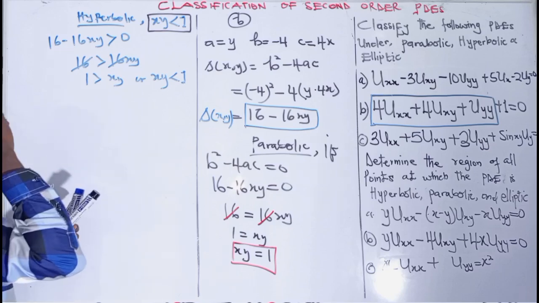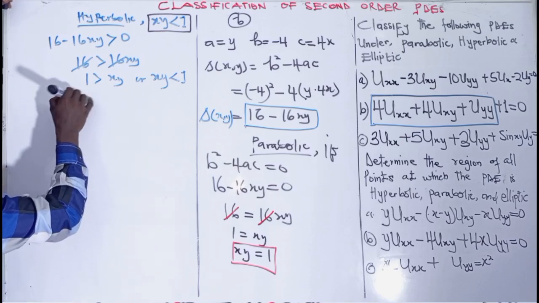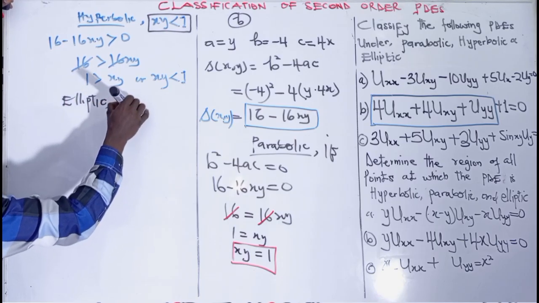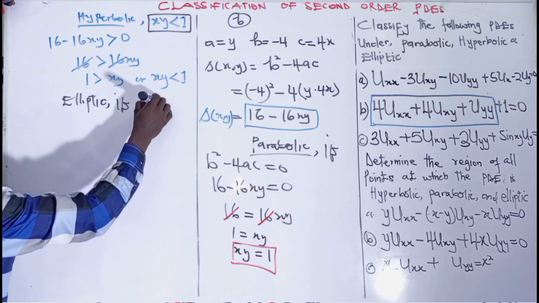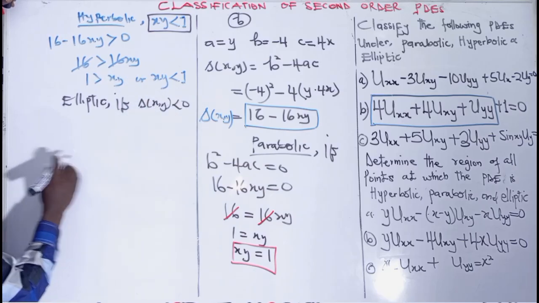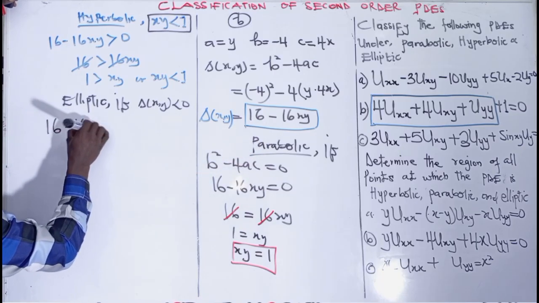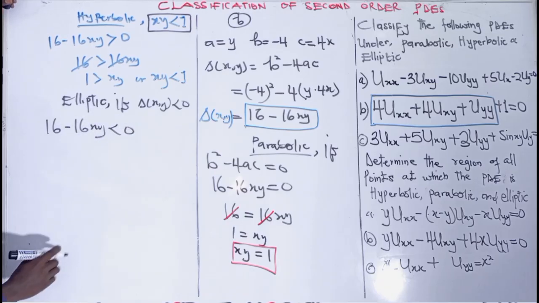Then move on to the last instance, which is the elliptic. So we say that the equation is elliptic if the discriminant is less than 0. So our discriminant that we are looking at is 16 minus 16xy, and we need it less than 0 to make the PDE elliptic.